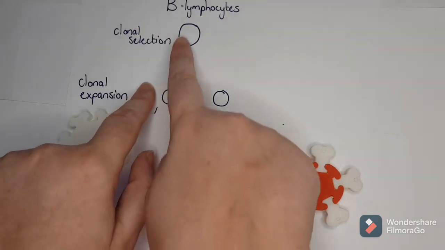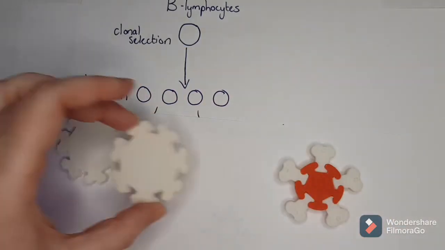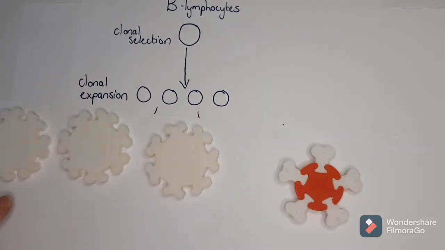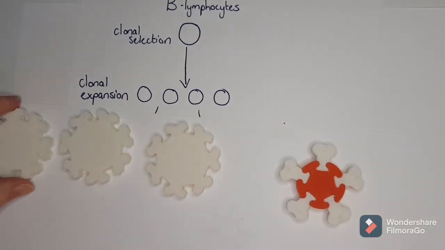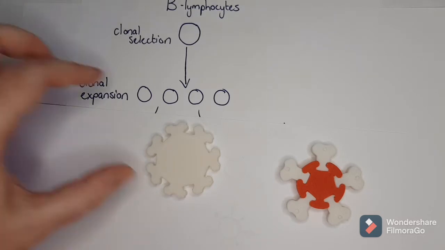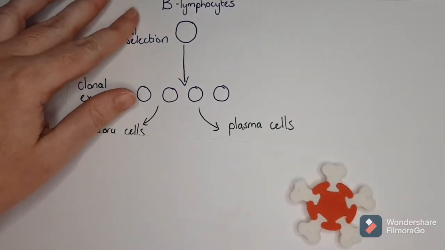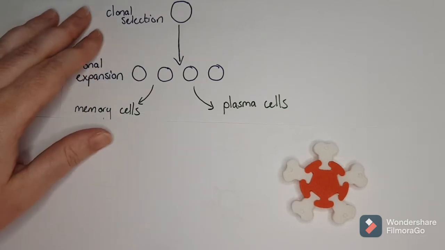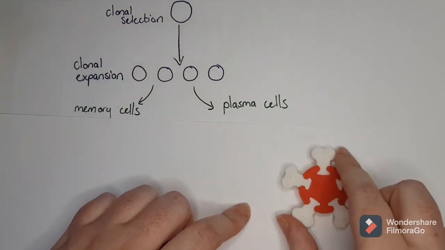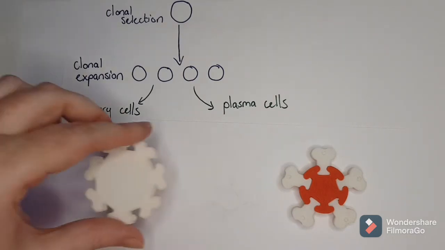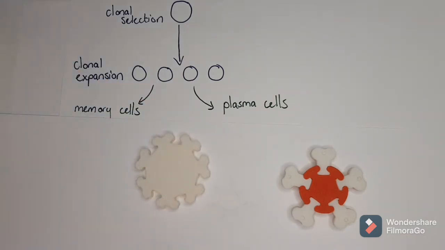It means these cells are going to divide over and over again by mitosis, and they're going to make a whole lot of the same white blood cell. Some of them are going to be turned into what we call memory cells, and some of them are going to be turned into plasma cells. So now, a plasma cell is responsible for making your antibodies.